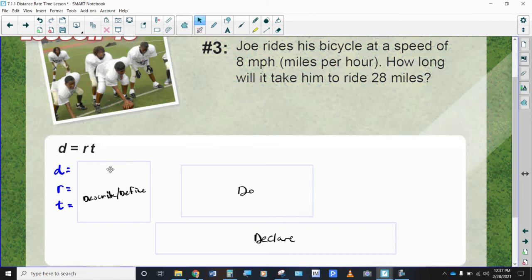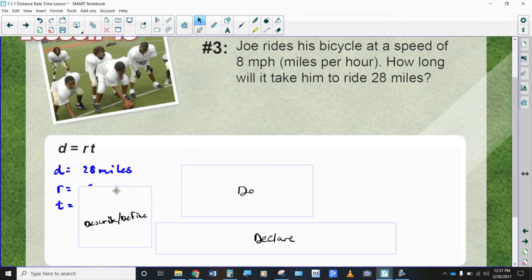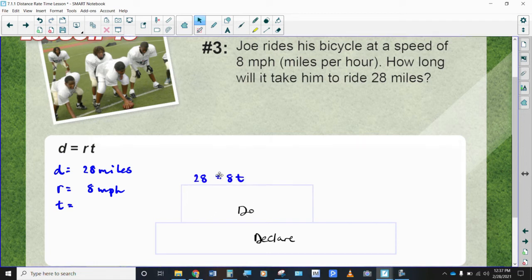Okay, so we know the distance? Yeah, it's right there, 28 miles. Do we know the rate of speed? Yes, it's right there. It's in miles per hour. So our time is going to be in hours. So we know D is equal to 28 and R is equal to 8. What is 28 divided by 8? That gives us an answer of 3.5.